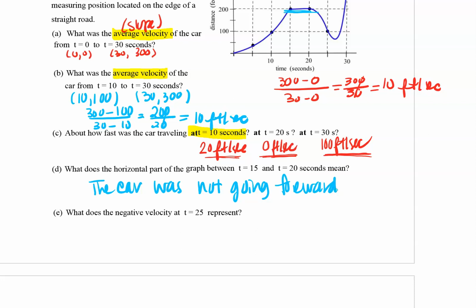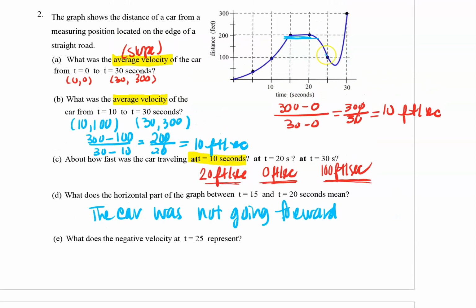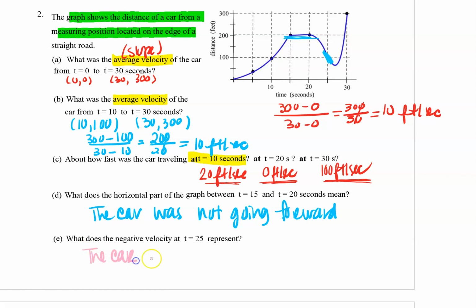E, what does the negative velocity at 25 represent? And so you can see here at 25, the slope at this point looks like it's going downward. Now this is a graph that shows the distance of a car from a measuring position on the edge of a straight road. And so if that is going negative, then this probably means that the car is moving backwards, just by that negative slope, and that this graph represents the distance from a measuring position.